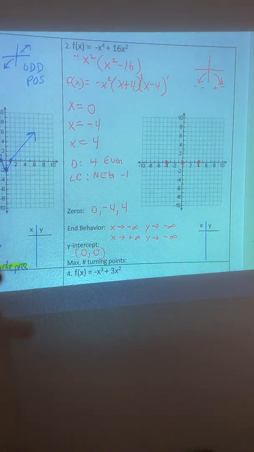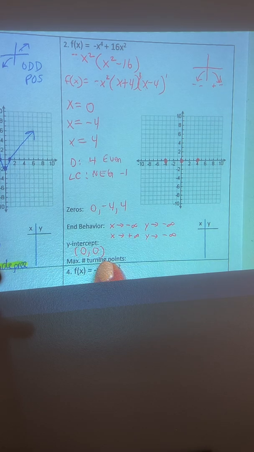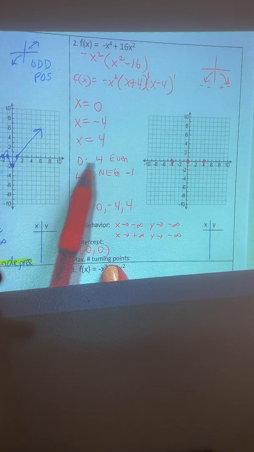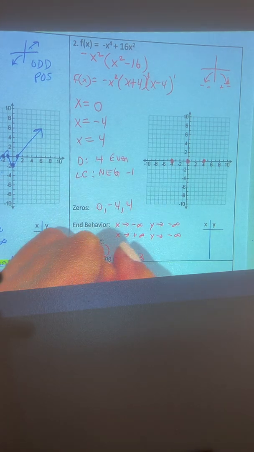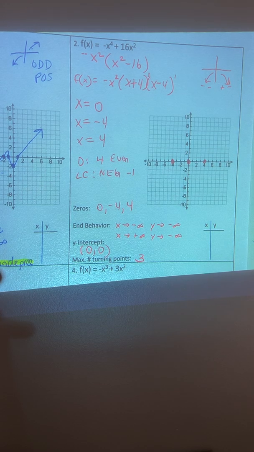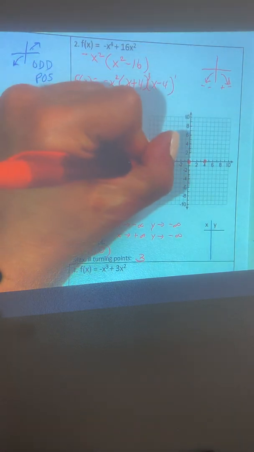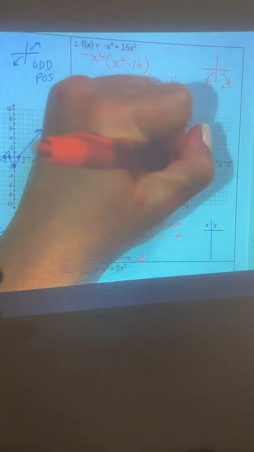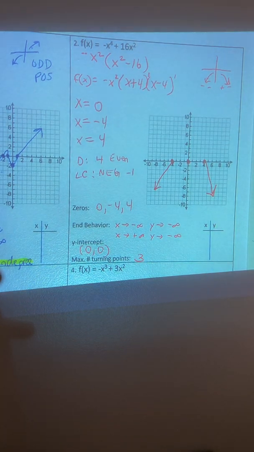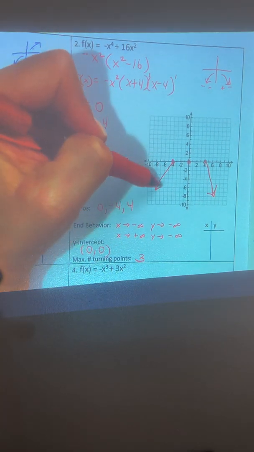Okay, maximum number of turning points. What's the definition of maximum number of turning points? Right here, 1 less than the degree. What's the degree? Maximum number of turning points is 3. All right, I filled in everything. My end behavior, it's going to be here and going to be here. So it's got to turn 3 times.